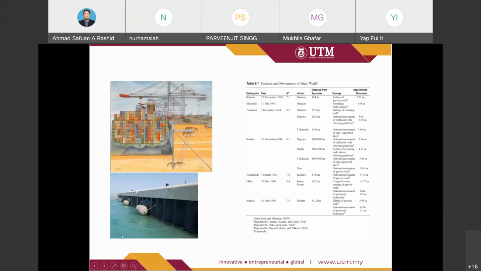Only one was in Chile, while the rest happened in Japan. This is the quay wall, which allows ships to load or unload their loading and get nearby to the harbor.